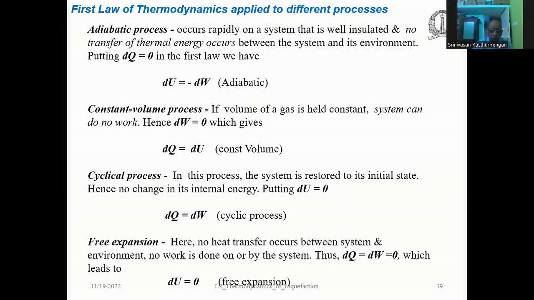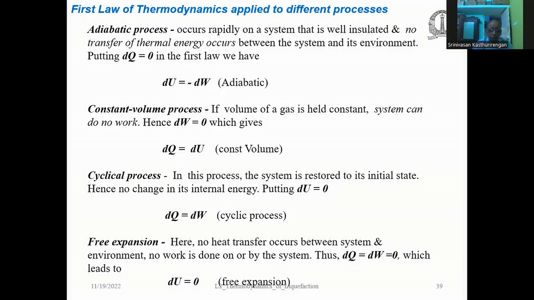In the above expression, dQ is equal to dU plus dW. And if you put dQ equal to 0, you can write dU is equal to minus dW, or dW is equal to minus dU. Either way. So what does it mean?